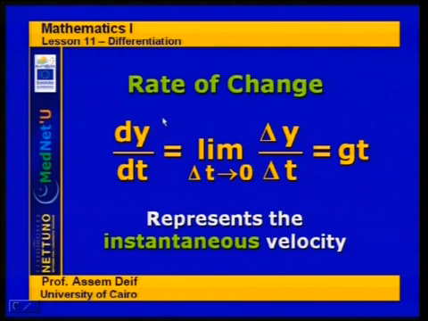So the instantaneous velocity, if y represents the distance and t is time, becomes equal to g of t. In other words, you take the limit of delta y by delta t. And if it exists, then we say that the function y is differentiable at the point t.